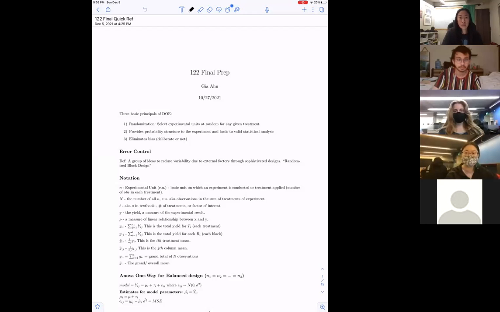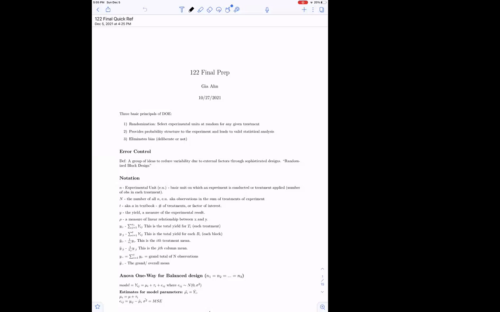Let's discuss the document that I made. I should use the iPad because that controls it. So I made this for the midterm. This page has some notations in case, because for the midterm that might have tripped us up. These notations do change since we've learned some new.